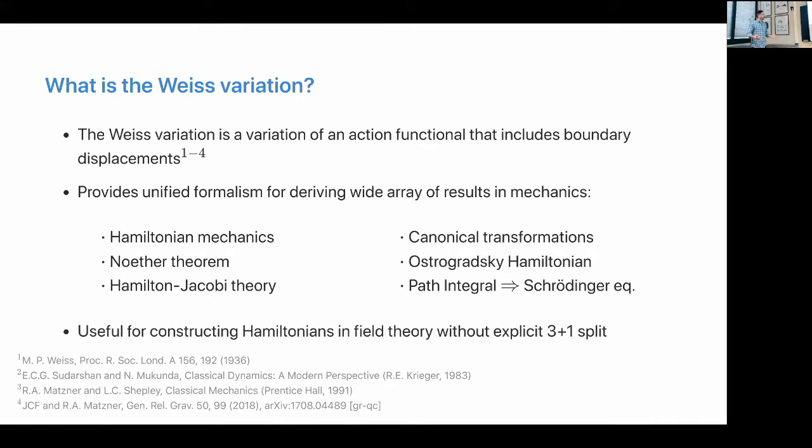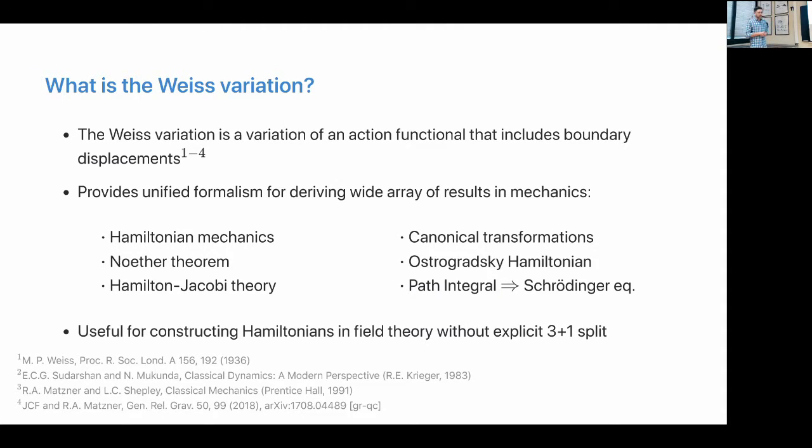So first, what's the Weiss variation? Well, it's the variation of the action, but including boundary displacements. Now, of course, it's not just that. There is a particular repackaging of these boundary or endpoint displacements that you have to perform to get the Weiss variation, at least in its most useful form. And as I mentioned, it's useful pedagogically as a unified formalism, which allows you to derive a whole bunch of results very quickly and very efficiently.